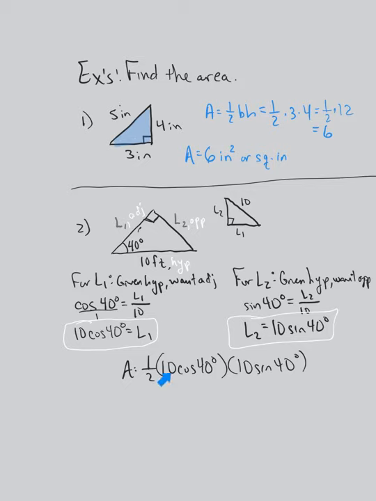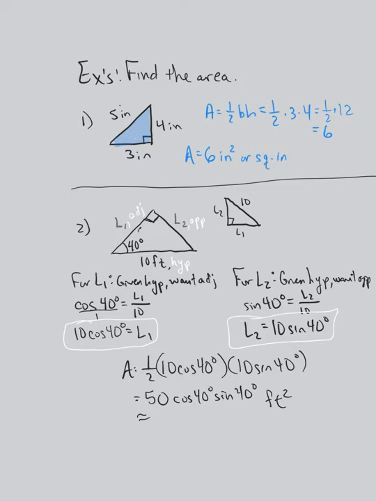You got 10 and 10, and they're being multiplied, so that's 100. But then I have 1/2 of that, and so what we end up with is 50 cosine of 40 degrees times the sine of 40 degrees. And then if we want to give the exact form here, the units are feet, so we'll have square feet. And now we want to go and approximate them.